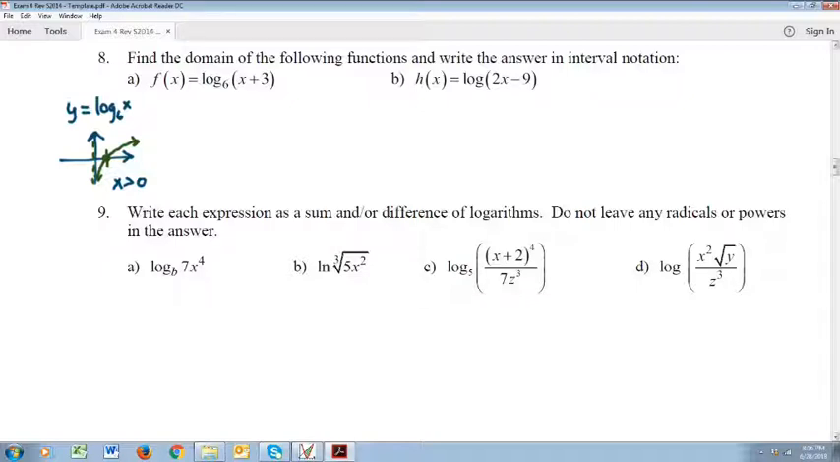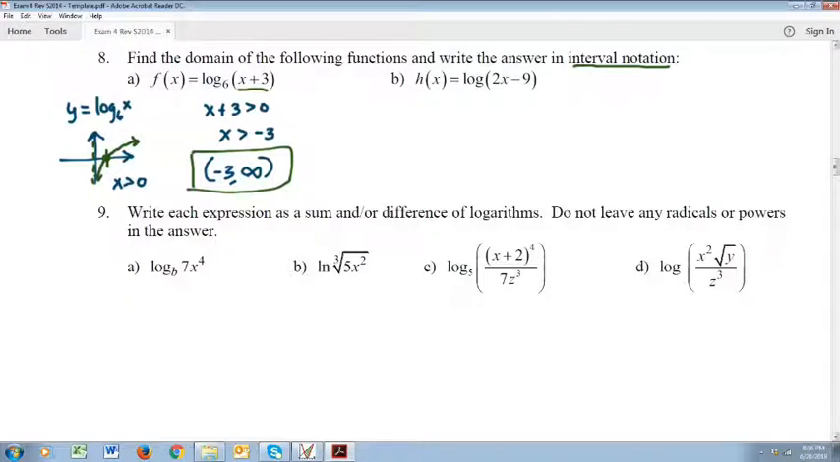And so now in this problem we have f of x is equal to the log base 6 of x plus 3. So I need to be taking the log of a positive. I need x plus 3 to be greater than 0. So let's solve for x. We get x is greater than negative 3. Now remember, we're supposed to write our answer in interval notation, so the answer is negative 3 to infinity.